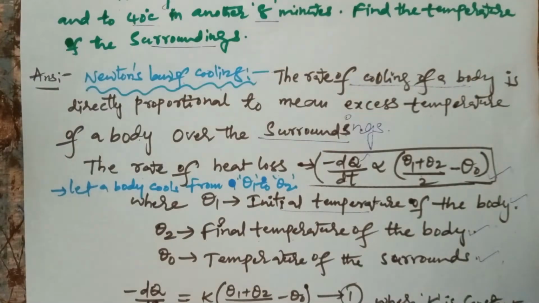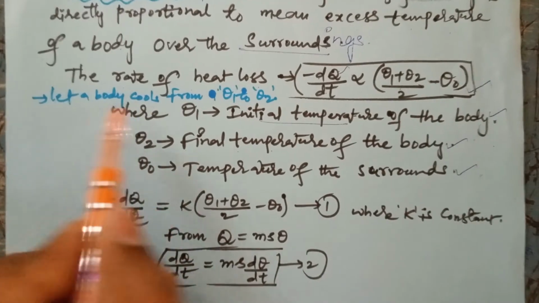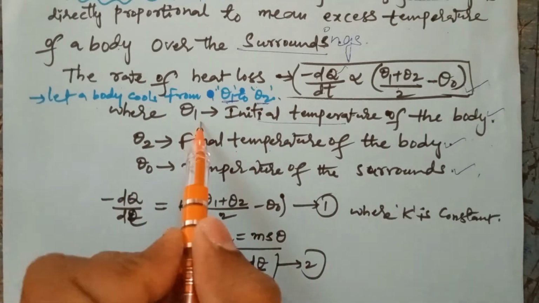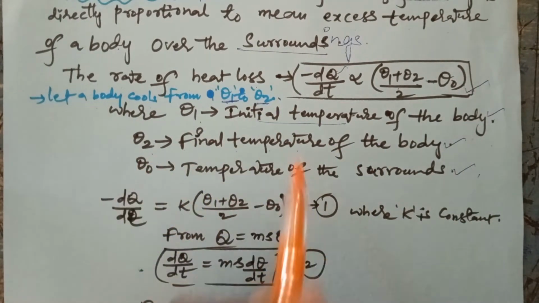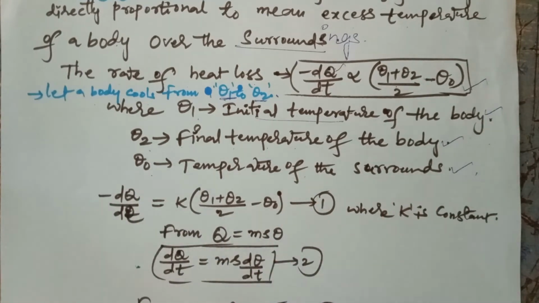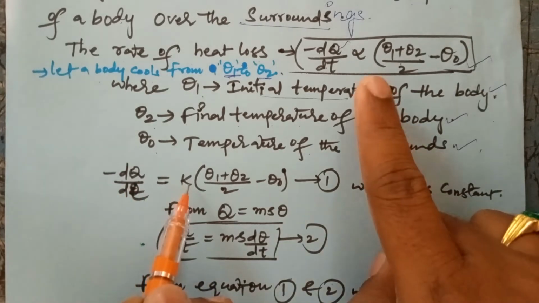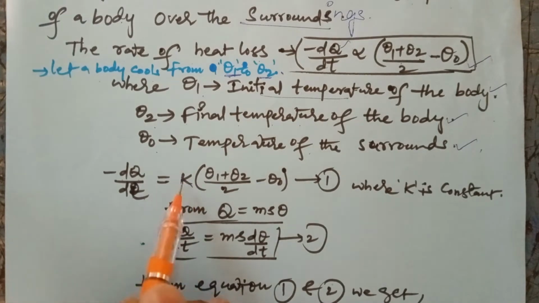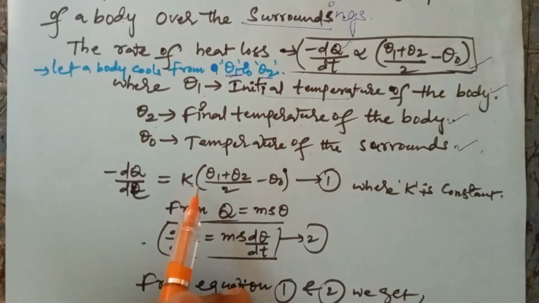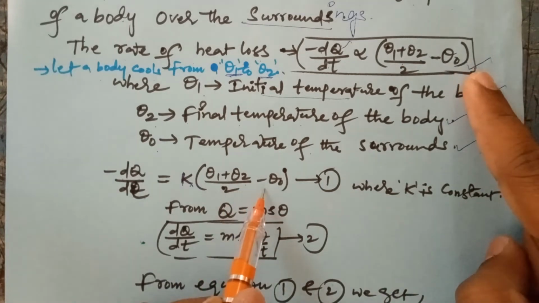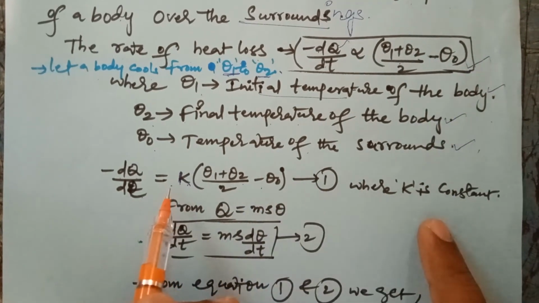So how could we prove this? Let a body cool from θ1 temperature to θ2 temperature, where θ1 is the initial temperature, θ2 is the final temperature, and θ0 is the temperature of the surroundings. Now from Newton's law of cooling, minus dQ by dt, when we remove the proportionality, we write one constant term k, which depends on the nature of its surroundings: k into (θ1 plus θ2)/2 minus θ0. When we remove proportionality, we have to write like this. This is equation 1.